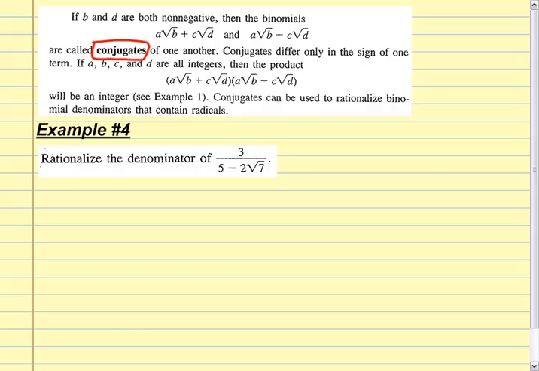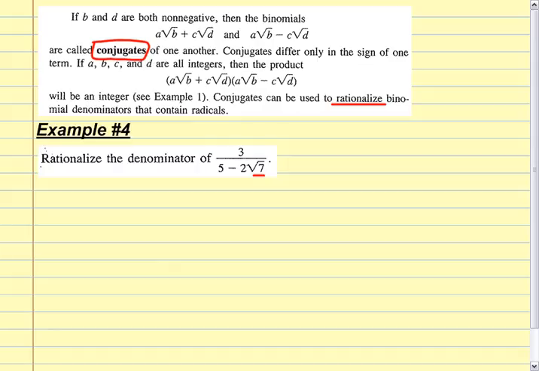If A, B, C, and D are all integers, they're not fractions, then the product of A root B plus C root D and A root B minus C root D will be an integer. See example 1. Oh, look, I did that already. Conjugates can be used to rationalize, that means get the square root out of the denominator, binomial denominators that contain radicals. Remember, when we're going to simplify, we cannot have a radical in the denominator.